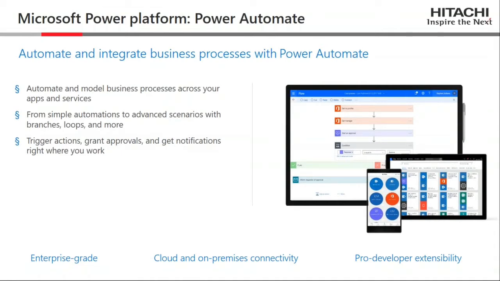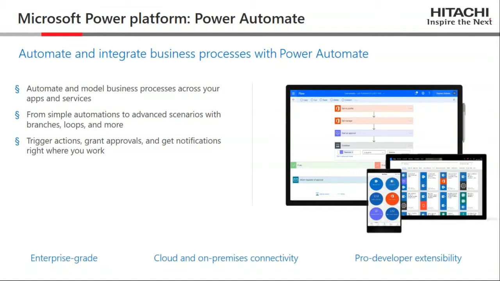Next will be Power Automate. Power Automate gives us the ability to automate and integrate business processes. Coming from different sources, there can be different models that we would like to apply and automate across the organization, and this would be across different apps and services. Power Automate would be the tool to use for it. It also gives you the capability to build from simple automations up to advanced scenarios with branches, loops, and more, from simple up to complex connectivities. Then it also triggers actions.